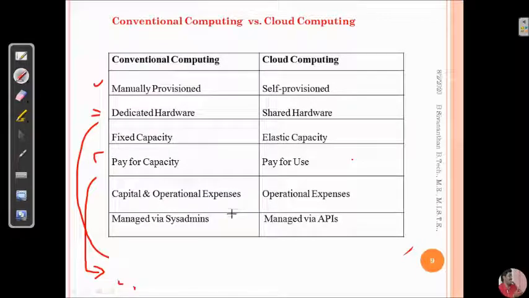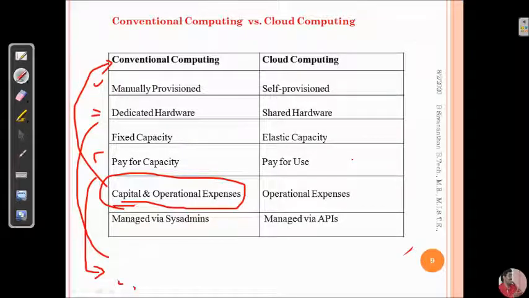Well, fine. Coming to the next one, capital and operational expenses are involved in traditional computing. Capital expenses means I need to invest the whole amount. If I wish to purchase a server or a desktop, I need to invest a whole amount of money. That is called capital expenses. Operational expenses means that for maintaining the particular thing, I need to spend some amount of money. In traditional computing, both capital expenses and operational expenses are involved. But in cloud computing, only operational expenses.